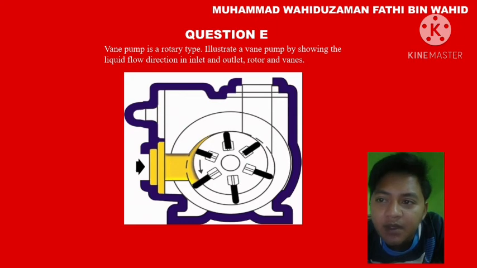Question E. A vane pump is a rotary type. Illustrate a vane pump by showing the liquid flow direction, inlet, outlet, rotor and vanes.